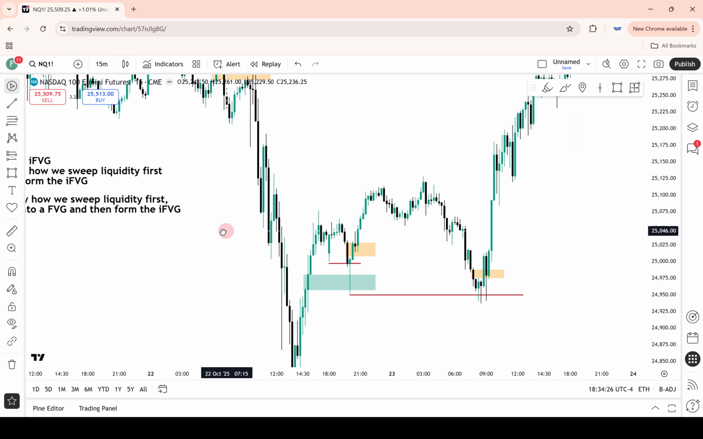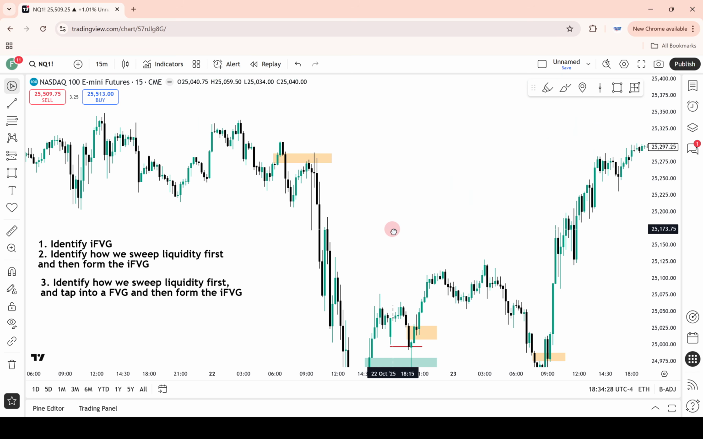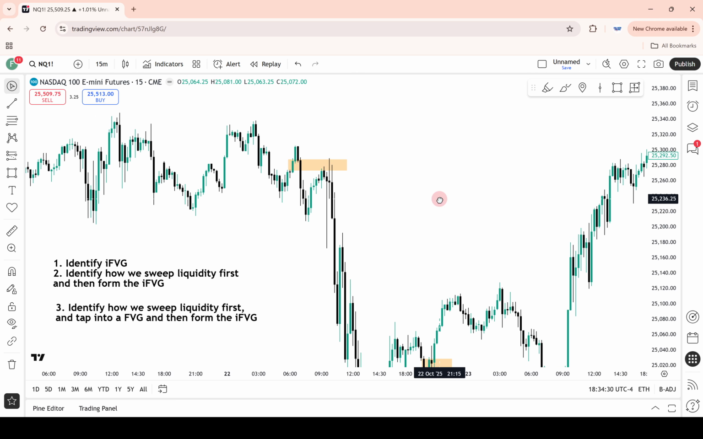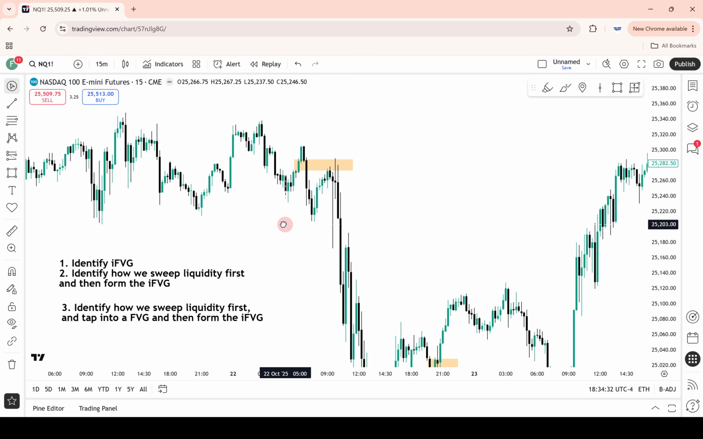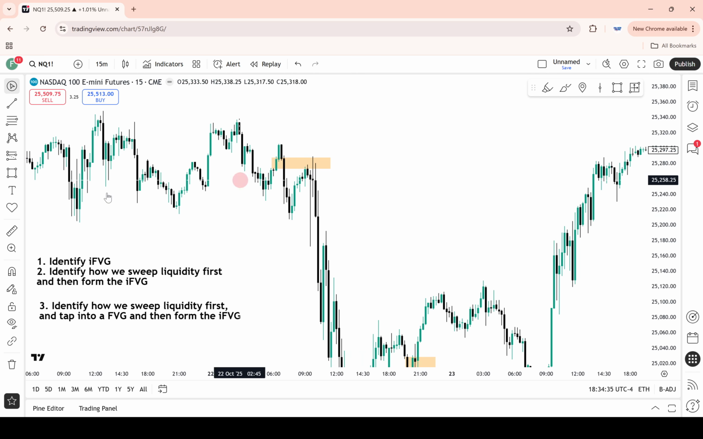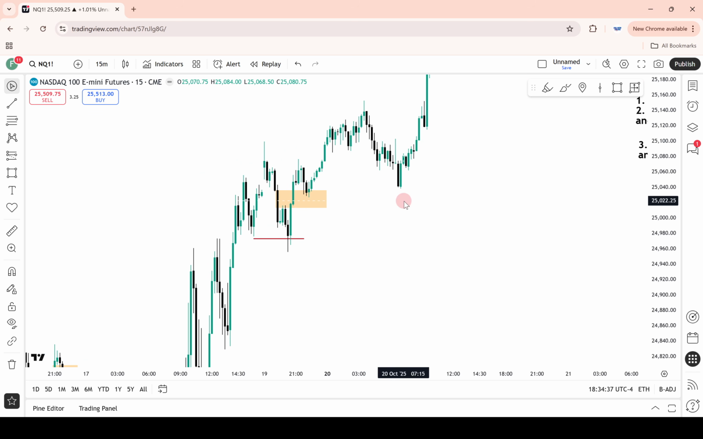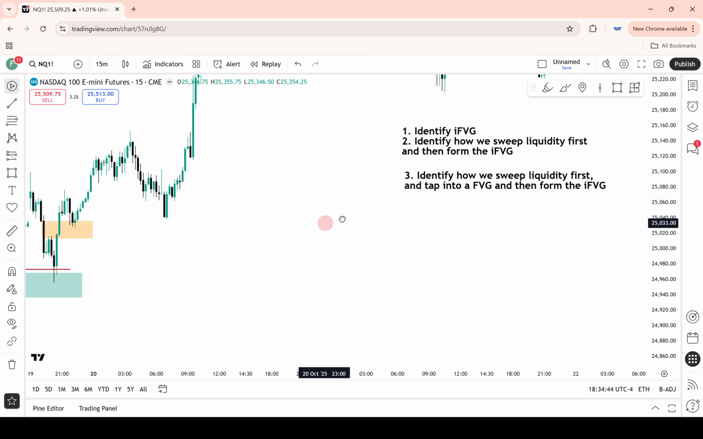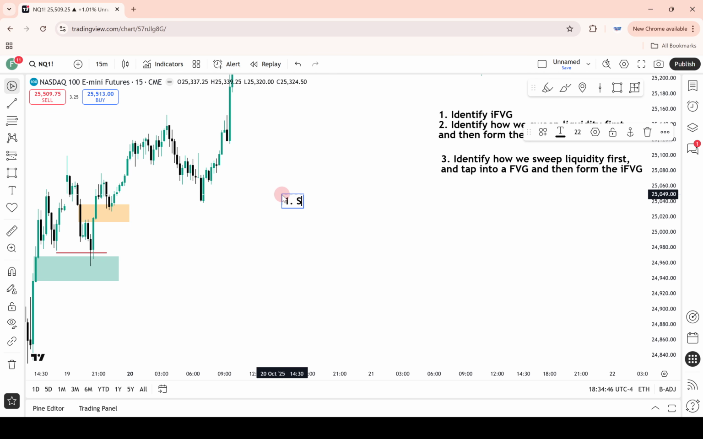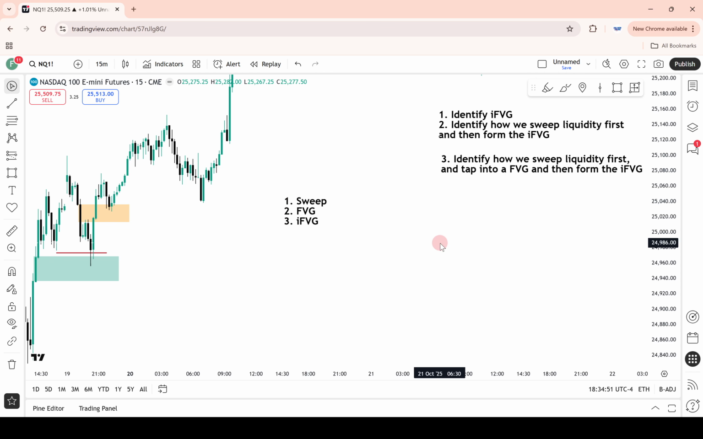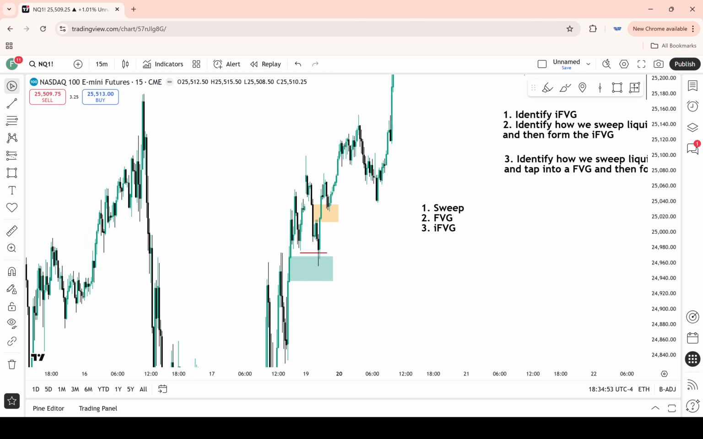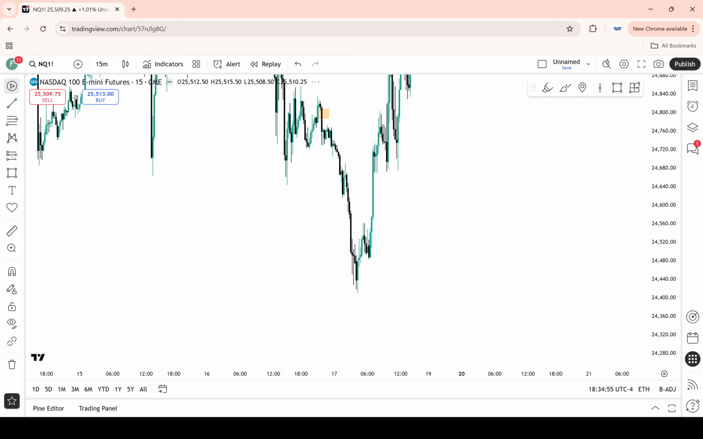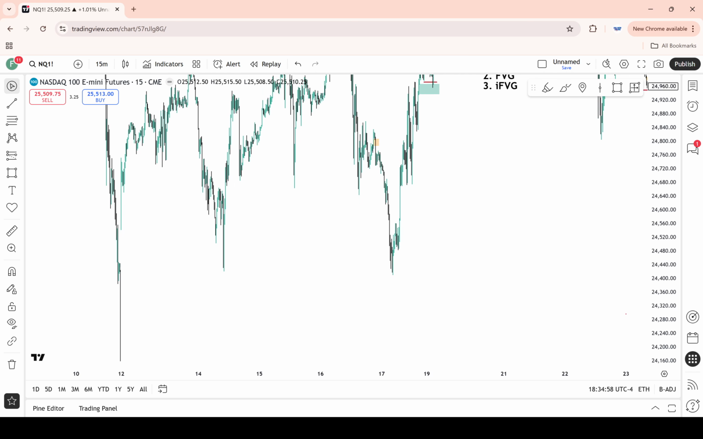Okay, so you're starting to see things, right? The more of these things you see happen together, the better. So this is really important. Now, I'm going to extend on this a little bit further. Let's go back to this example. Look, we sweep liquidity and then we tap into a fair value gap. Those are going to be the best examples. So think of it as a process. Number one is sweep. Number two is fair value gap. Number three is inversion fair value gap. Practice this.